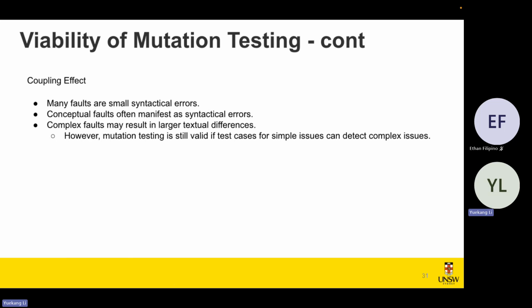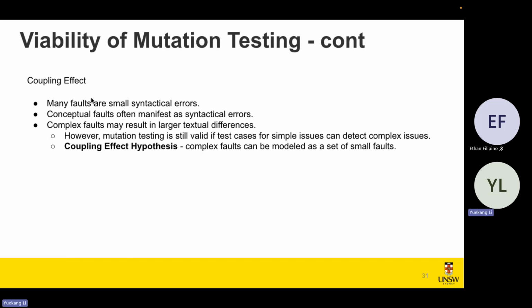So sometimes when developers are thinking about loop boundaries or stopping criteria for loops, they may make mistakes when thinking about these. Those are actually high-level conceptual errors, but they can still be reflected as simple syntactical changes. So in that case, we call it the coupling effect. Large or complex errors are coupled with a mixture of smaller errors.